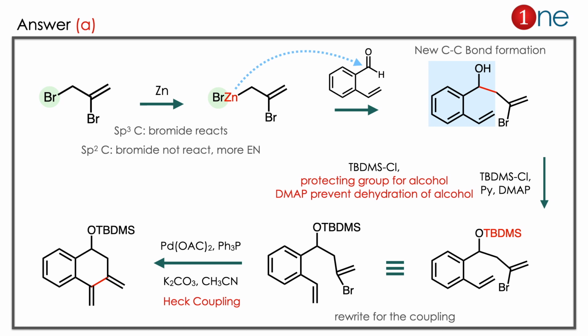Then you are using TBDMS and DMAP. The role of TBDMS is to protect the alcohol. DMAP prevents the dehydration of the alcohol. These 2 reagents you should not confuse. The 2 reagents have one purpose, just to protect the alcohol.